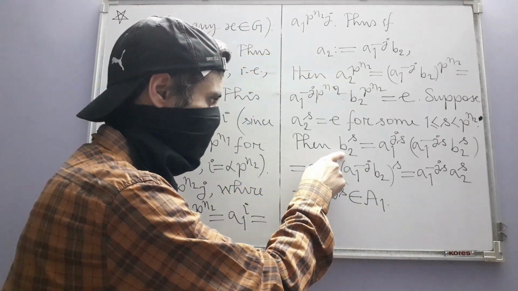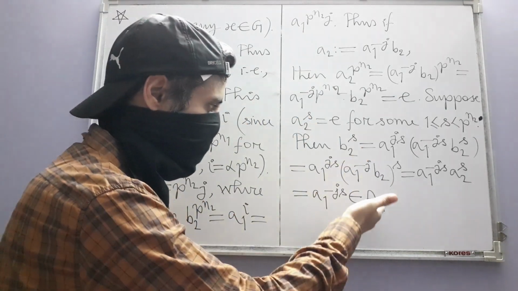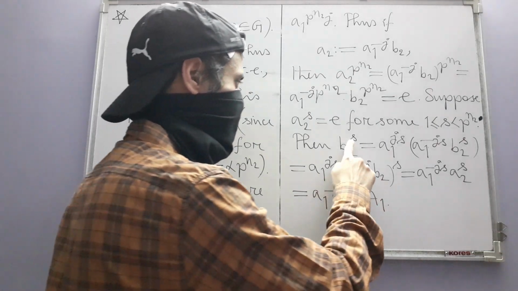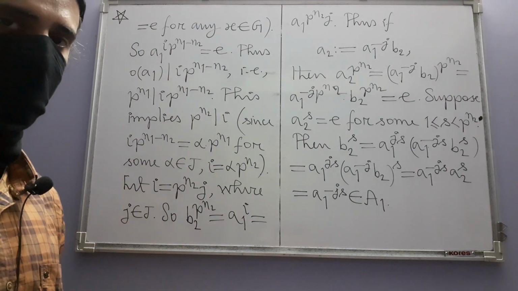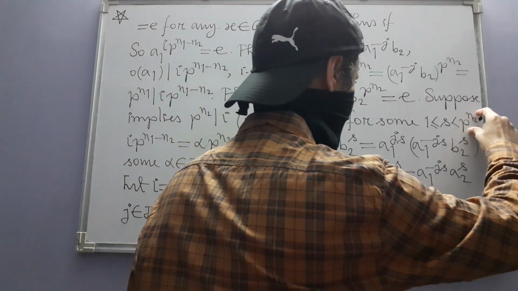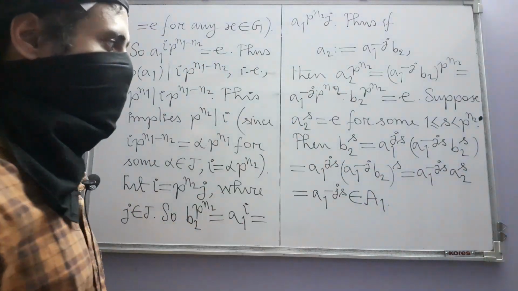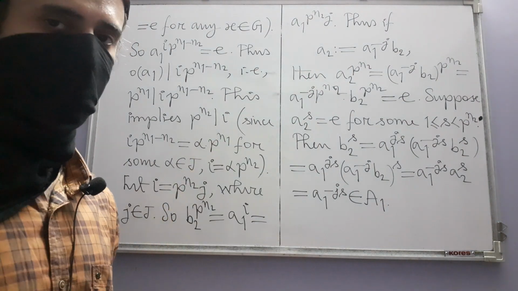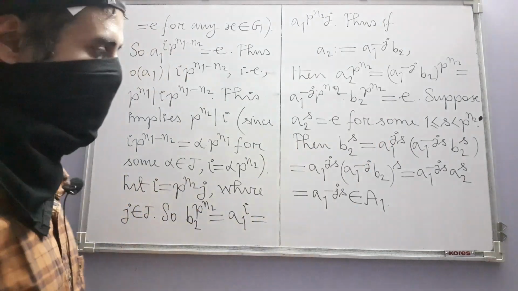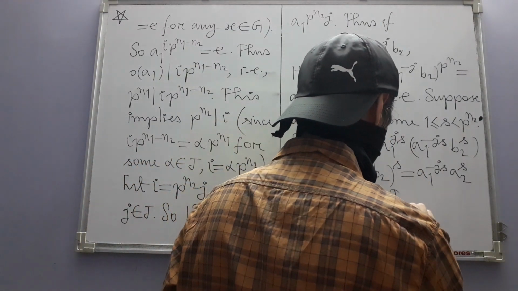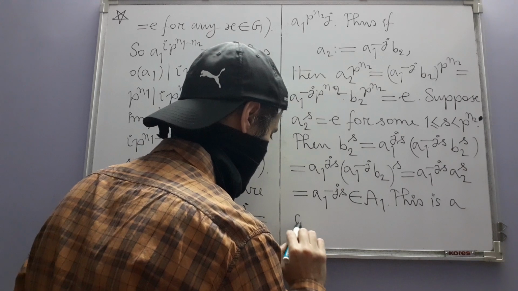Here we see that this positive integral power of b2, where the exponent is s, belongs to A1. However, s is less than p to the power n2, and this has violated something, namely the fact that p to the power n2 is the smallest positive integer that gives the corresponding power of b2 as an element in A1. So that smallest nature of p to the power n2 has been violated here. This is a contradiction.